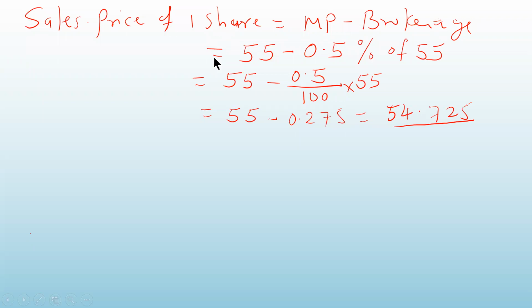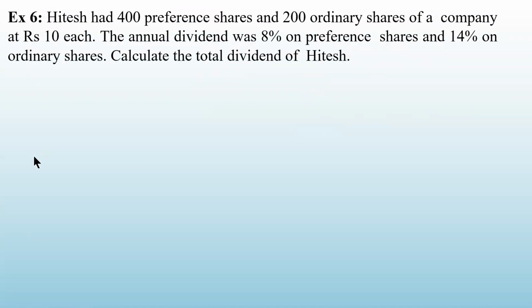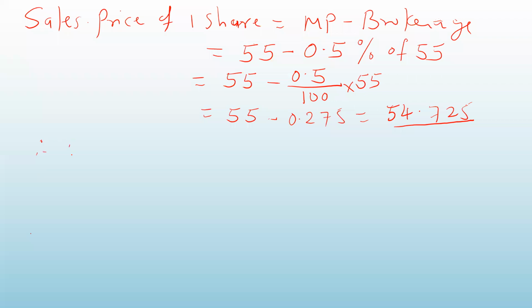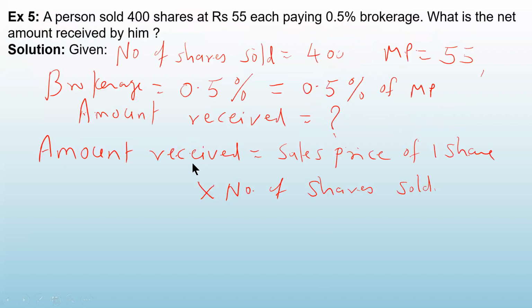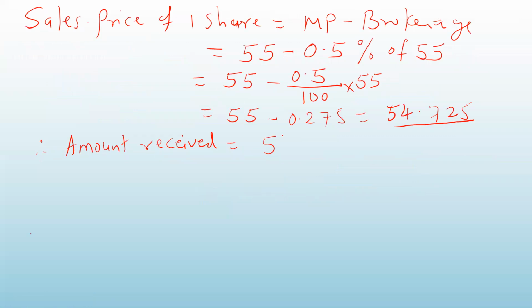Okay. So now you have got the selling price of one share. So you can now find out the amount received. Therefore, amount received is equal to, what is the amount received? Selling price of one share multiplied by number of shares sold. Number of shares sold is 400. What is selling price of one share? We got it as 54.725. Multiplied by number of shares sold, that is 400.